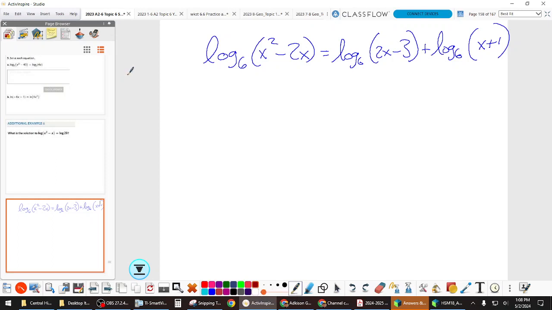Our first step is to condense to get a single log. Well, the left side is already condensed. The right side needs to be condensed, and this is partially why we learned how to do that. So how can we condense this side so that it's one log? Well, we'll distribute after we do this. What does this plus tell us to do?